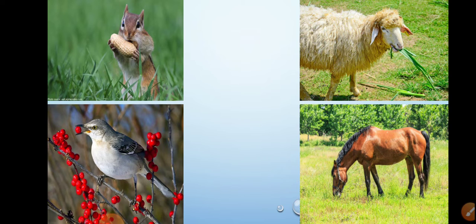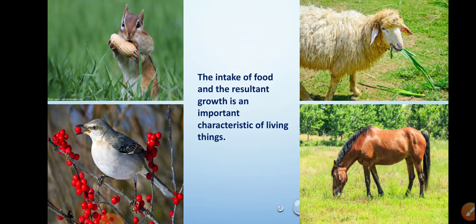While other wild animals like lions and tigers hunt other animals which live on plants. For example, these animals in the picture, for their need of food. So this intake of food and the resultant growth is an important characteristic of living things.